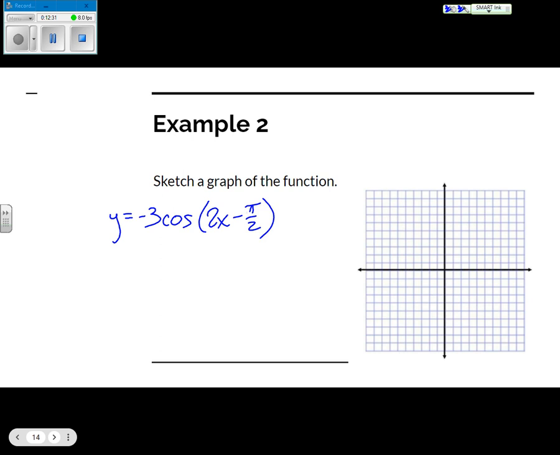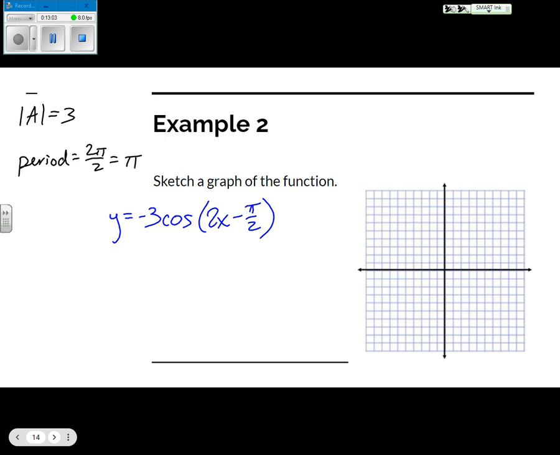So let's just take it a step at a time here. Let's come over here and get some vital information. My amplitude on this is going to be the absolute value of that -3, which is 3. That means from the middle, I'm going to go up 3, and I'm going to go down 3. Up 3, down 3. My period on this is going to be 2 pi over that 2. Oh, we had one like this on the last video. That's okay. My period on this is just going to be pi, right? So we know how to handle that.